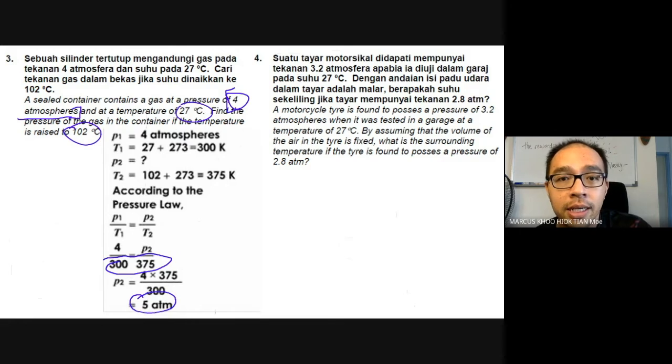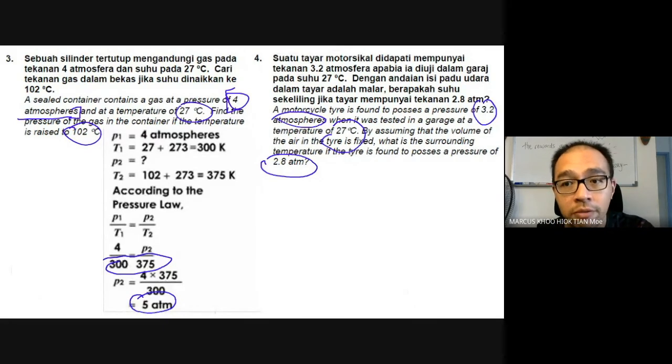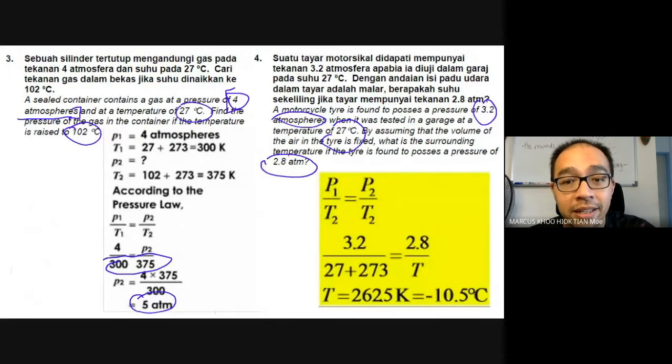So motorcycle tire, and so on. We have the same unit here, 3.2 atmosphere and 2.8 atmosphere, but the temperature is in degrees Celsius. Once again we have to change it into Kelvin. And so I guess it is because of this question, when I asked what is T2 in Celsius, only 13 people answered. Most likely because you got the correct answer, but you forgot that you have to change it to Kelvin. So the answer is negative 10.5 degrees Celsius.